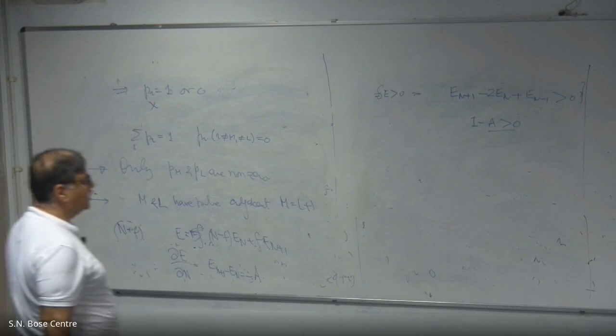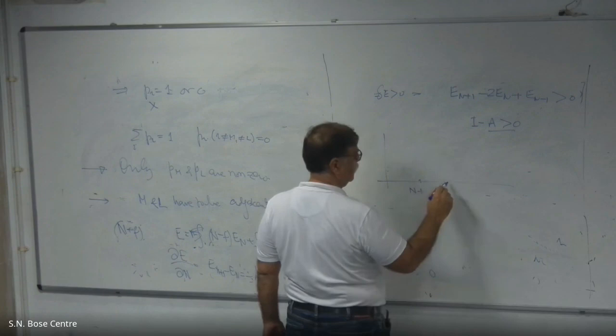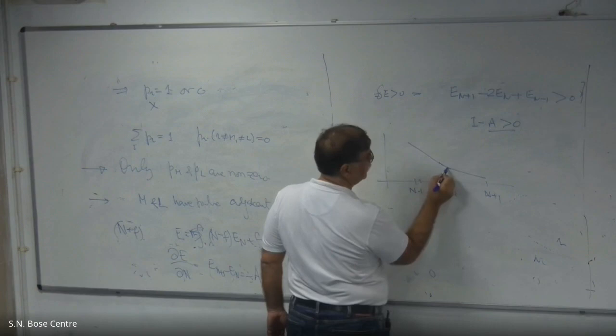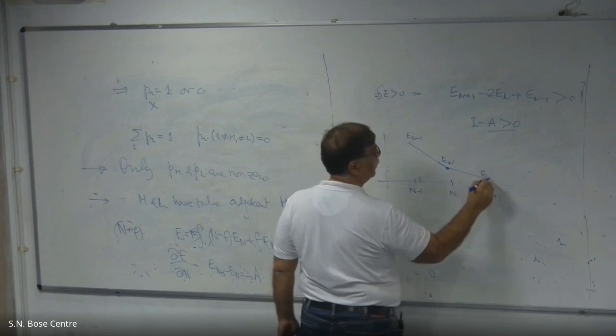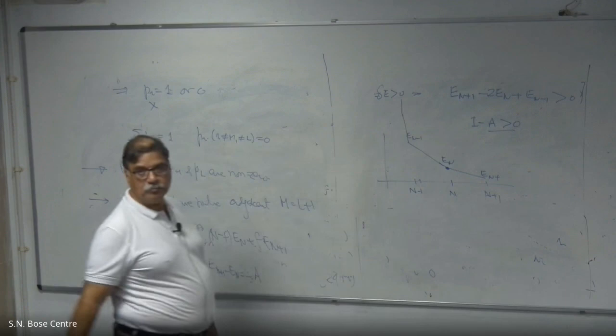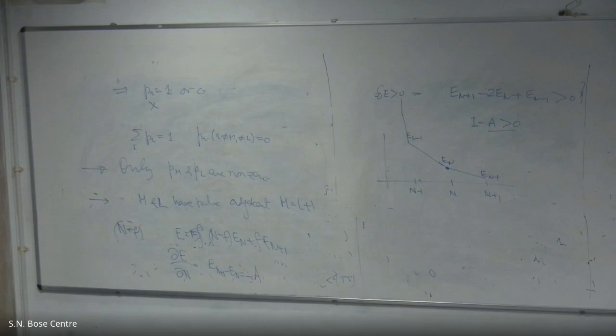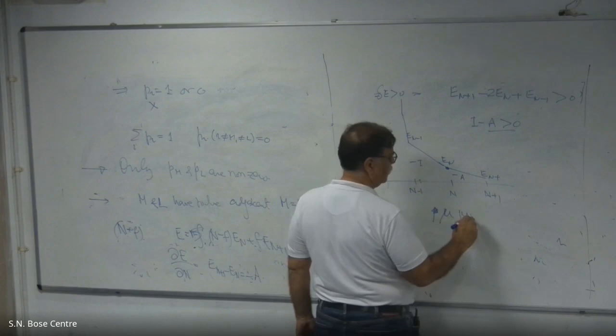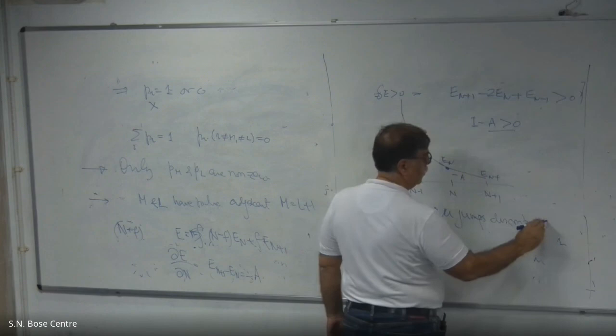So E goes like this. There is N minus 1, there is N, there is N plus 1. And there are these straight lines, they meet here: E(n-1), E(n+1). So these are line segments which are discontinuous at the limits. And mu is minus A, minus I, minus A. So delta mu jumps discontinuously at integer number.